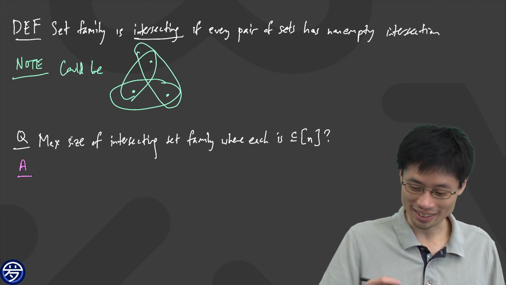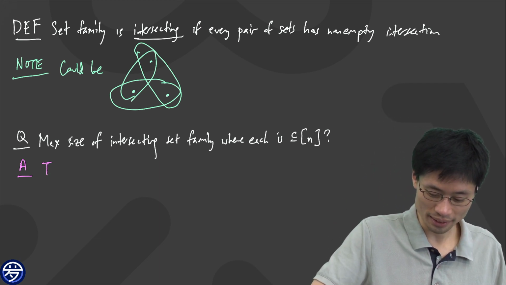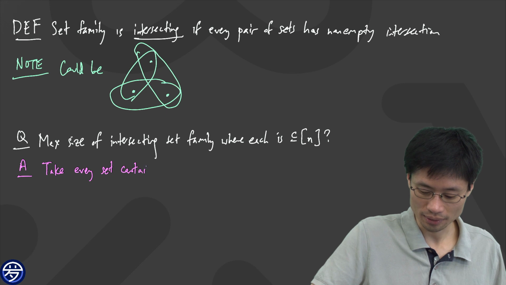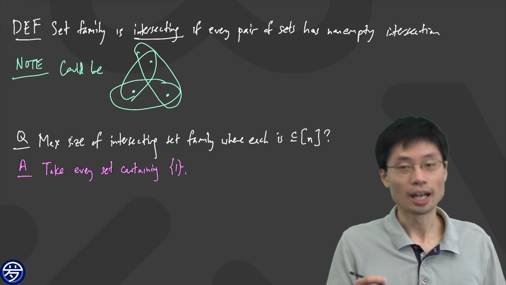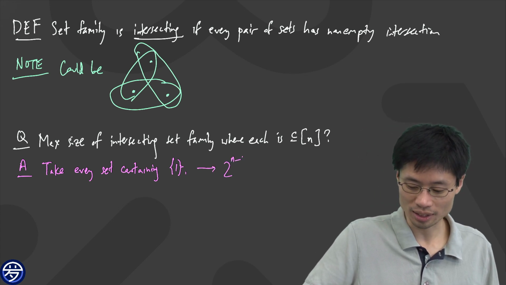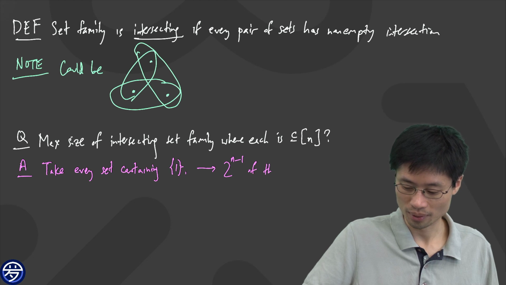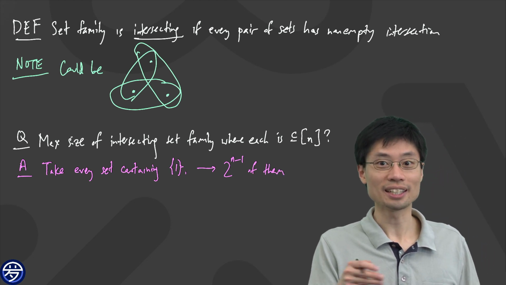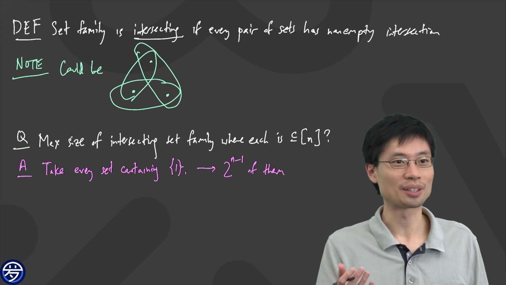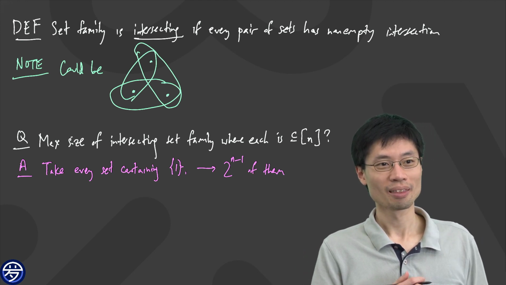Yes, every set containing the element 1. Take every set containing the element 1. And if I do this, I will get 2 to the power n minus 1 of them. And now this one is very easy to prove that it's the best possible. Does anyone know how to prove that you can't have any more than this?